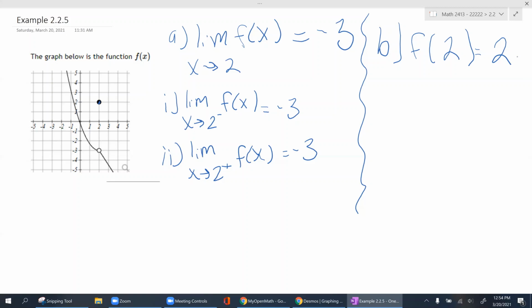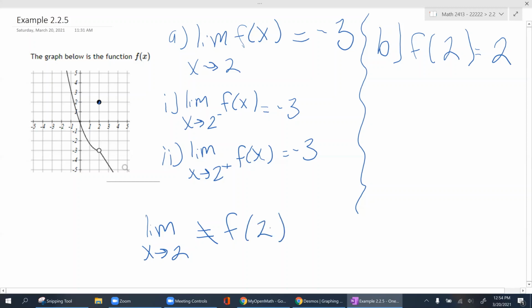Like I said, just because the limit of this one existed does not mean that these two are the same value. That assumption cannot be made because this is not continuous. This isn't a continuous function. It's continuous here, here, here, here, here.